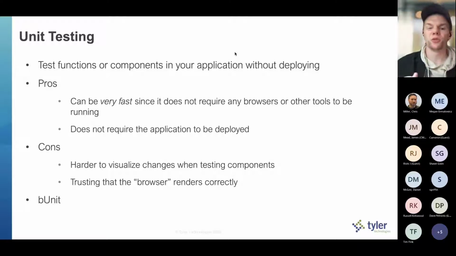Cons, it's harder to visualize changes when testing components because you're not actually rendering anything, right? You're asserting values, making sure that they're correct. And while we can have some confidence, you're really putting all your trust that the browser renders correctly. So if I say background color is red, I'm not testing that it shows red. I'm just having the confidence that I was able to change that value, background color, and I'm putting my trust in the browser that it can distinguish that value and do what it needs to do.